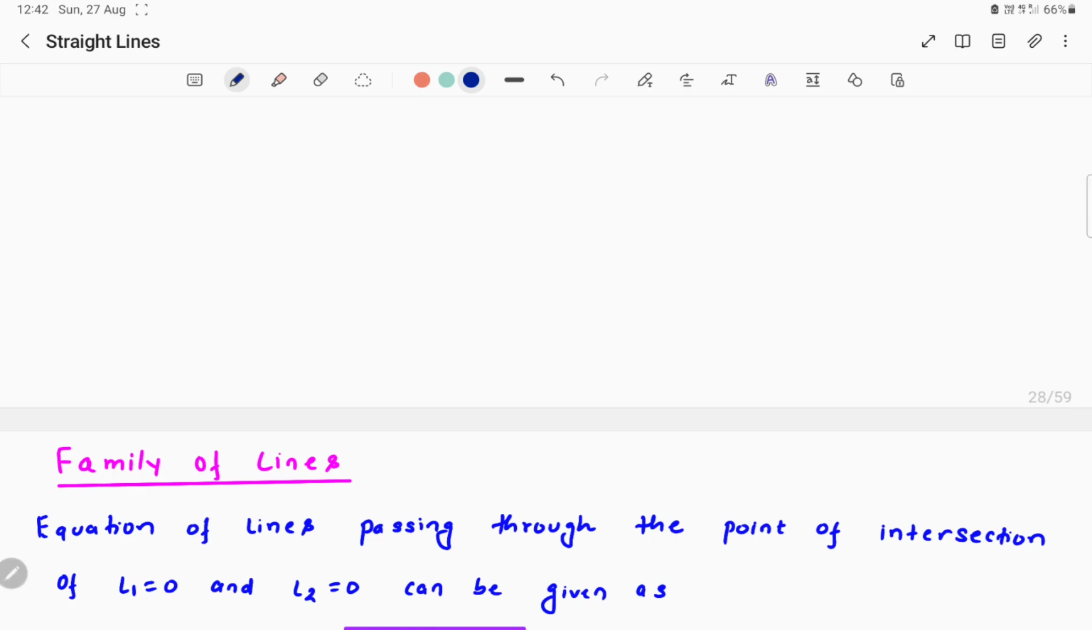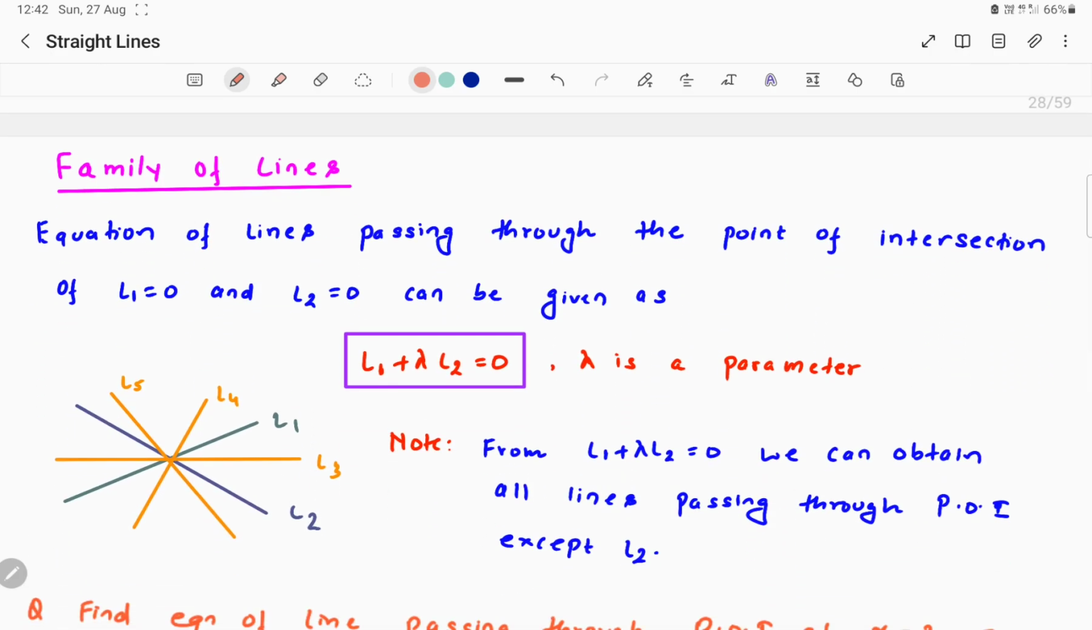So think like this. Suppose there is a line L1 and there is a line L2. Now through this point of intersection, how many lines can pass? The answer is infinite number of lines can be drawn. This is one such line, or this is another such line, isn't it? We can keep drawing such lines, and all these lines together are going to be called what? Family of lines. Now the question comes how to figure out the equation. The equation is L1 plus lambda L2 equal to 0, where lambda is some parameter.